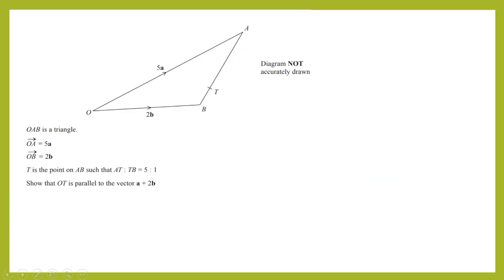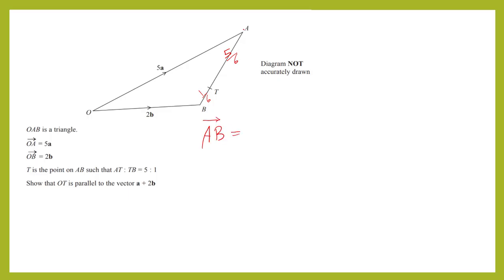The example says OAB is a triangle, as you see here. OA is 5a and OB is 2b, and we have the point T on AB. The ratio of AT to TB is 5:1. As I told you before, 5:1, their total is 6, so this is 5 out of 6, and this one is 1 out of 6. Let's find AB first.